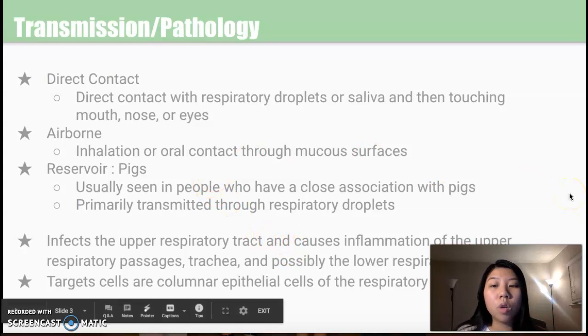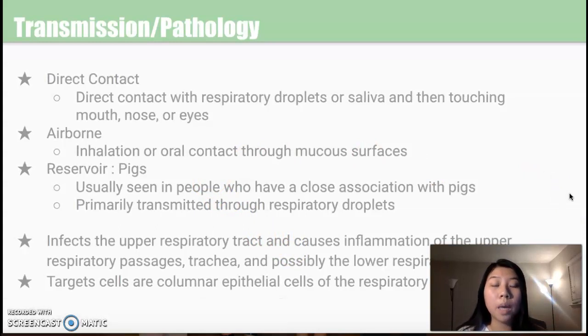This can also be spread through zoonosis, and the reservoir would be pigs. This is very rare. There have only been 12 cases since 2005, but this is usually seen in people who have close association with pigs, since the swine flu did originate from pigs. So this would be most often seen in people such as veterinarians, farmers, or pig herders, and it is primarily transmitted through respiratory droplets of infected animals, like someone who's not wearing a mask or gloves and handling these animals.